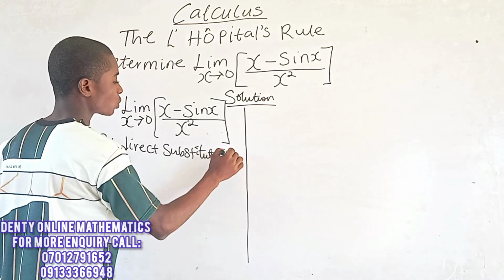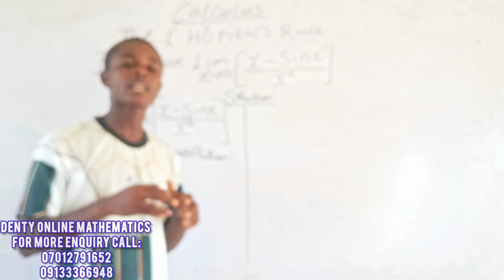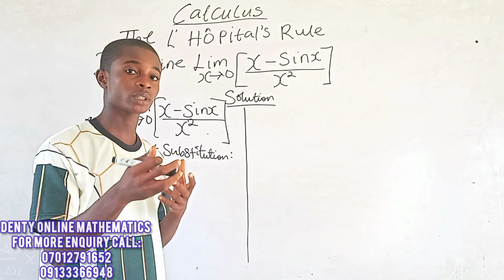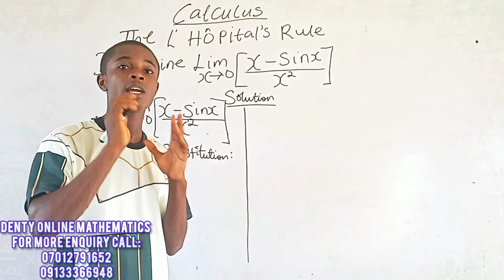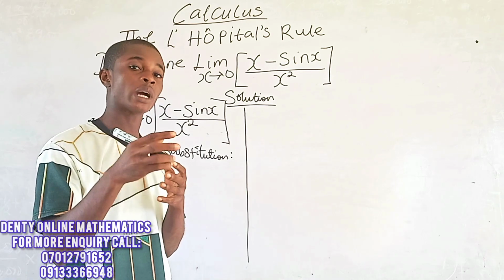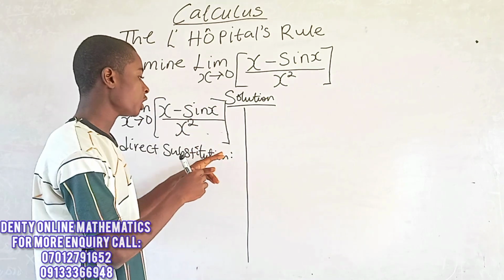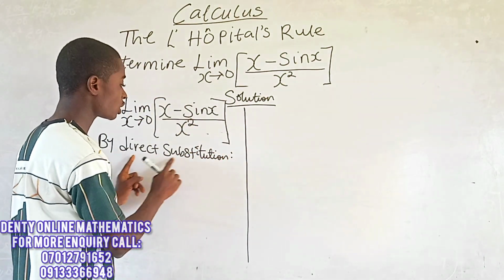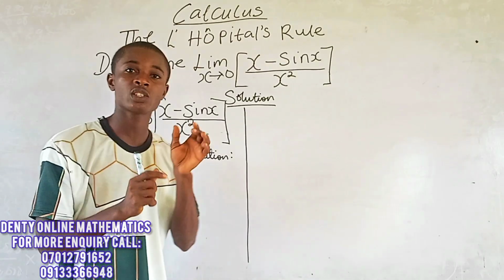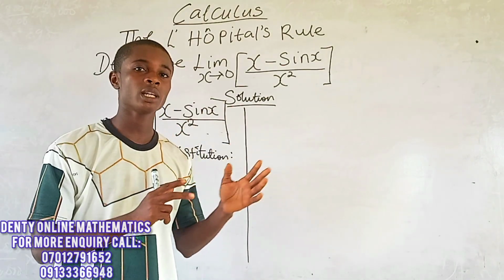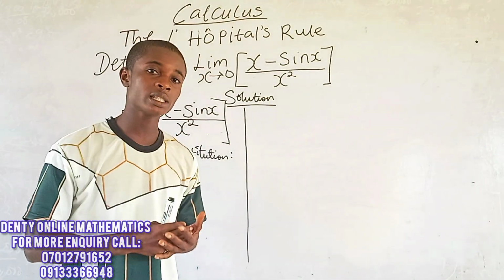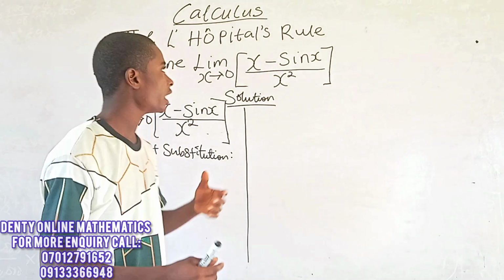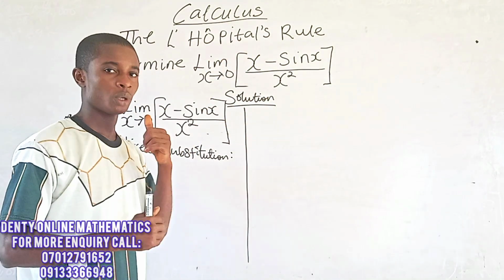Remember, L'Hôpital's rule can only be used when, after applying direct substitution, the limit is indeterminate, that is undefined. That is when you can apply L'Hôpital's rule. So if you do direct substitution and you have a definite value that is not undefined, the value should be accepted. But if the value is indeterminate or undefined, then you can proceed by using L'Hôpital's rule. Hope you get it.